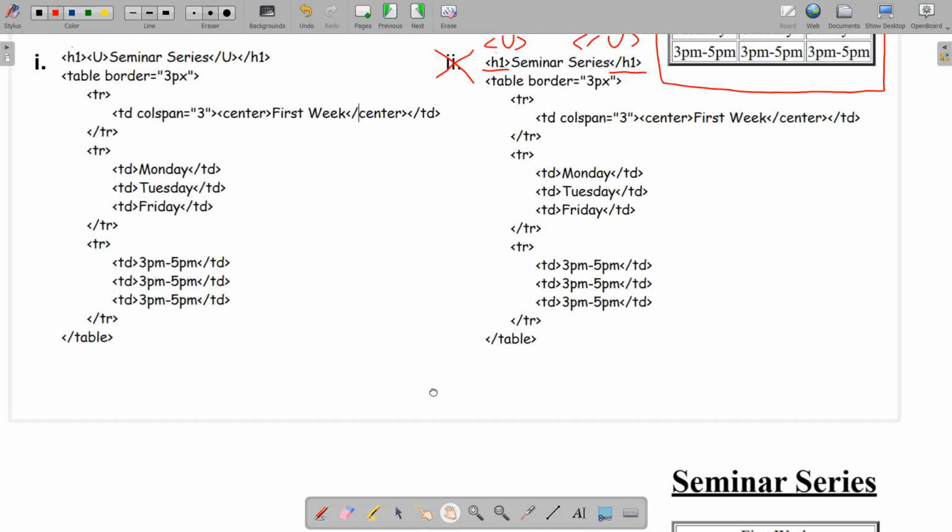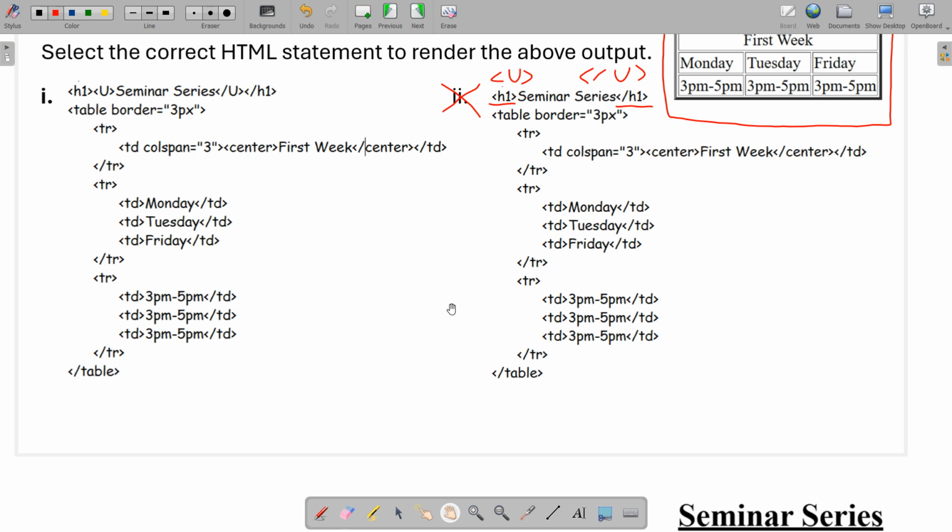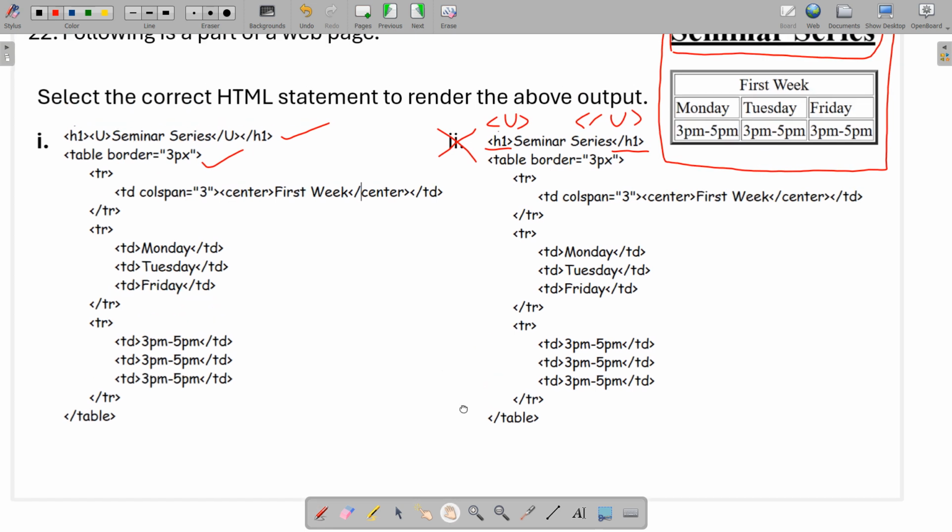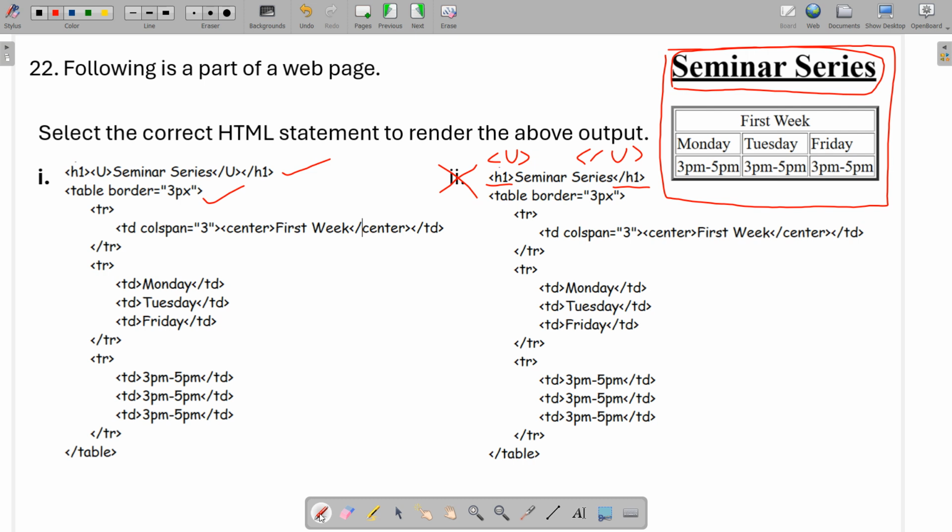Then they have started the table, and border equals 3px it says. Anyway, the borders are there, so this line is correct. This should be as well. How many rows are there in the table? There are 1, 2 and 3 rows. That means 3 TR couples should be there. This is one TR couple, this is a second TR couple, and this is a third TR couple.